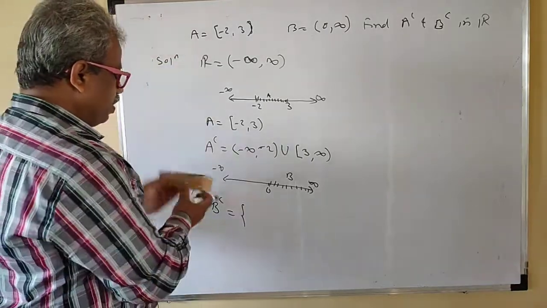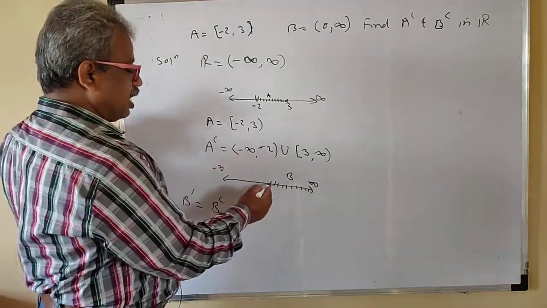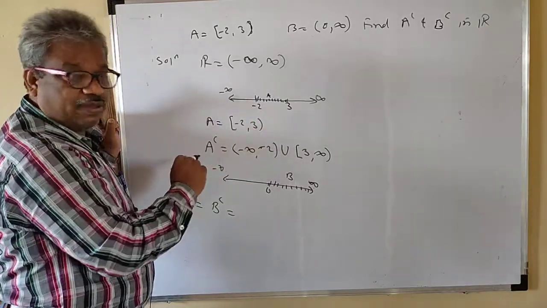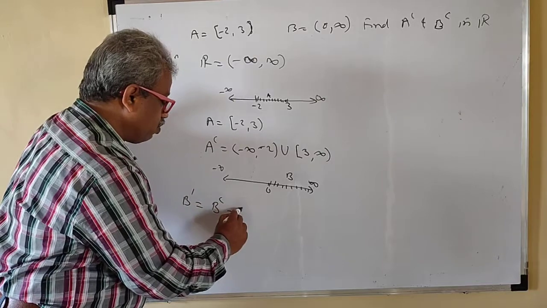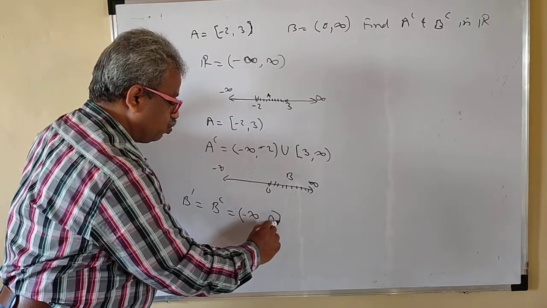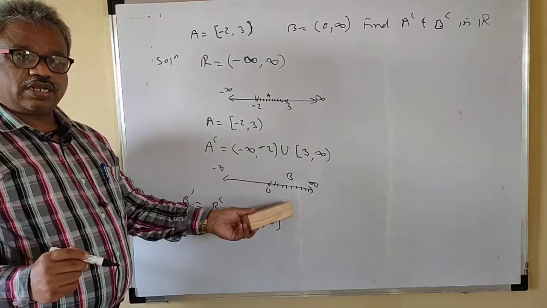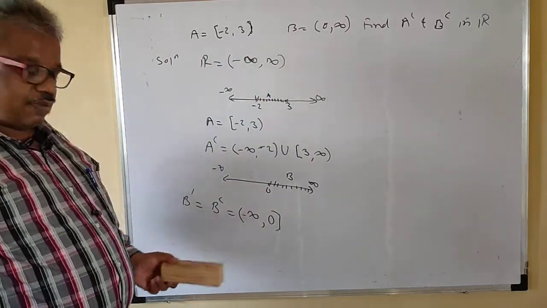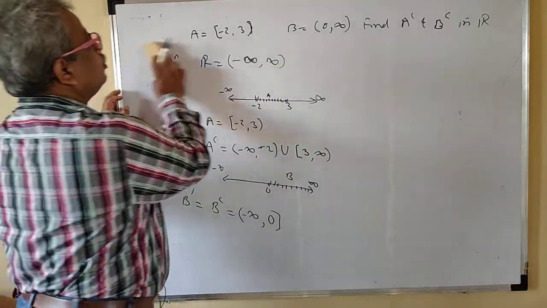Okay. So now B complement will be what? The elements which are outside B. So 0 is not in B, so 0 is in the B complement. So here we have an open interval at minus infinity and 0 is included, because 0 is not in B, so 0 should be in the B complement. So your B complement is minus infinity to 0. Okay.